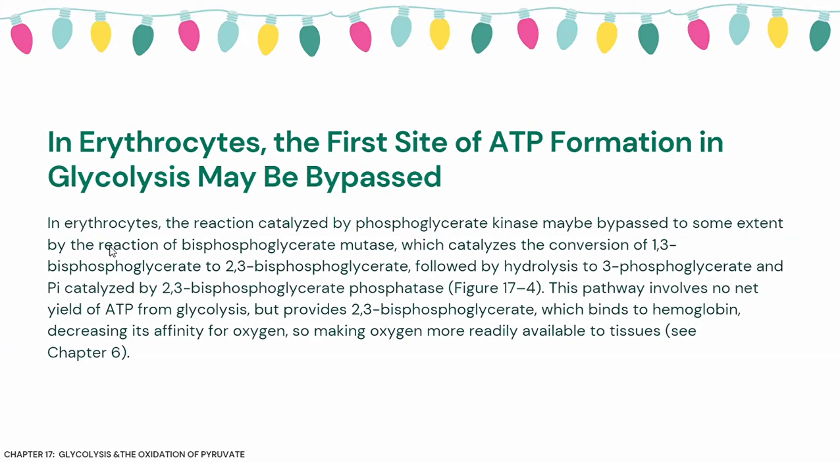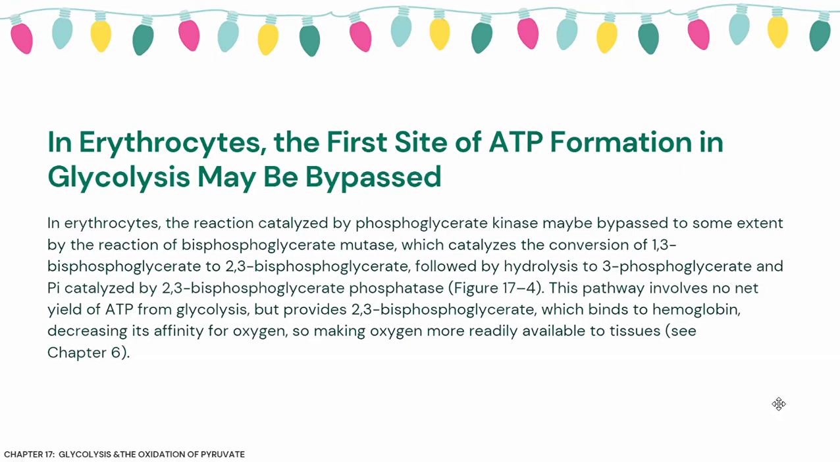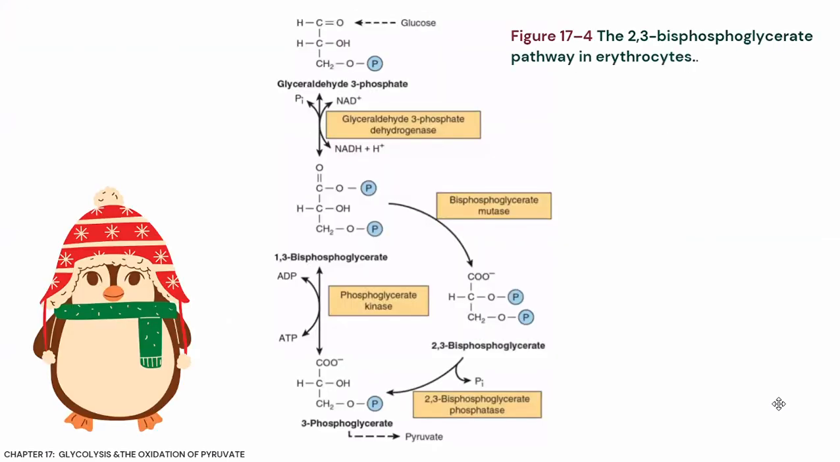And if you remember, this binds to hemoglobin, decreasing its affinity for oxygen, so making oxygen more readily available to the tissues. You can go back to chapter 6 of your hemoglobin. Okay, so let's look at the illustration. Oh, here you are. So, remember? Glyceraldehyde 3-phosphate, 1,3-biphosphoglyceric acid, 3-phosphoglyceric acid. Then down to pyruvate, right?